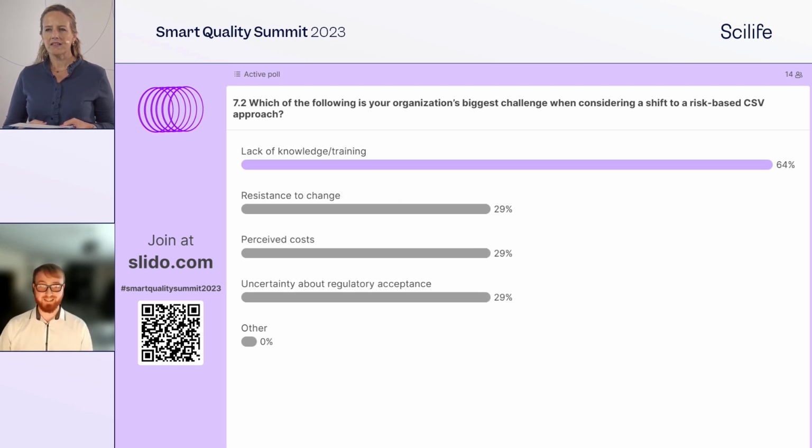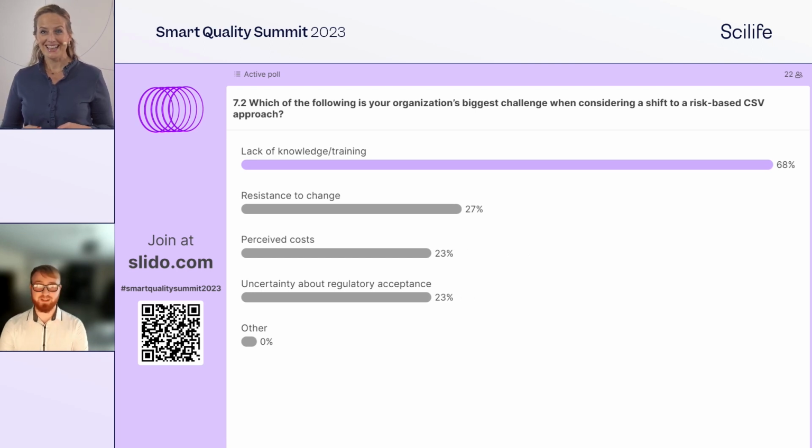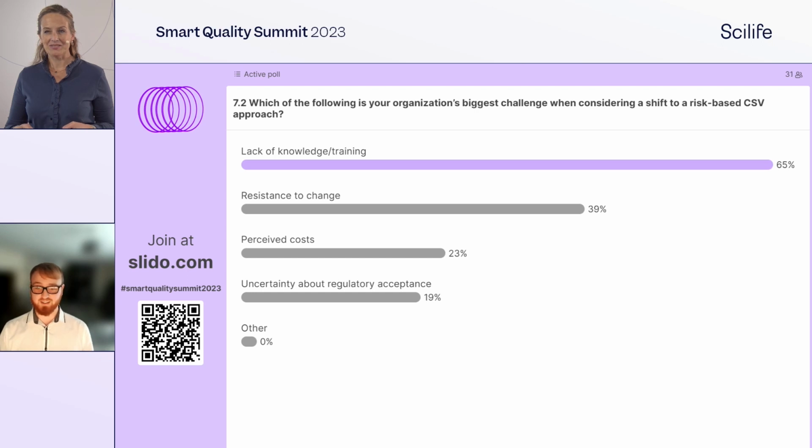It's shifting again. It's quite fun to watch, actually. You didn't expect this? No, I think I expected the lack of knowledge and training to be up there on the top. Although, to be fair, number two, the resistance to change, is the one I found that probably most people have, as well as the training. So it's interesting.